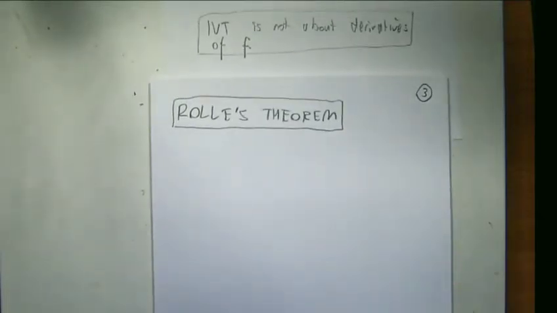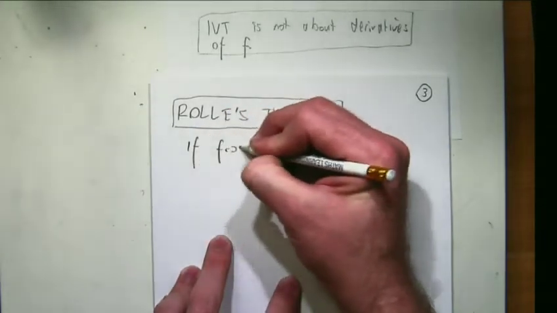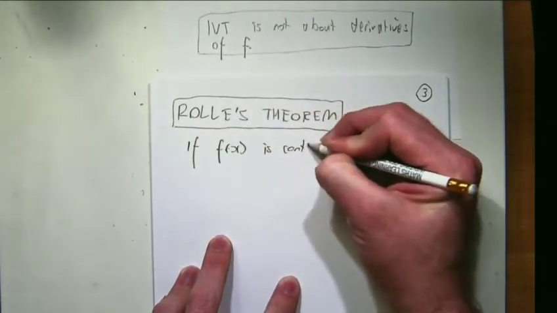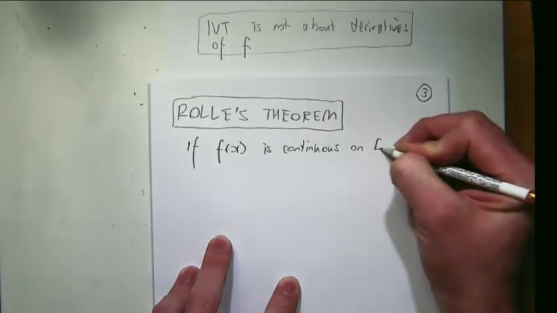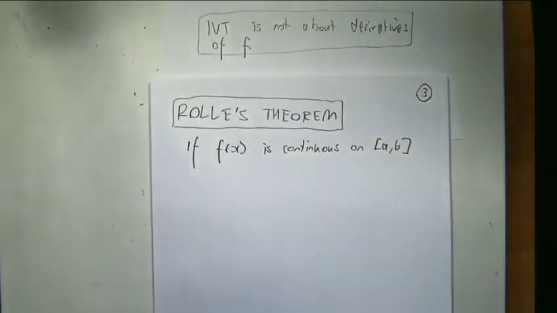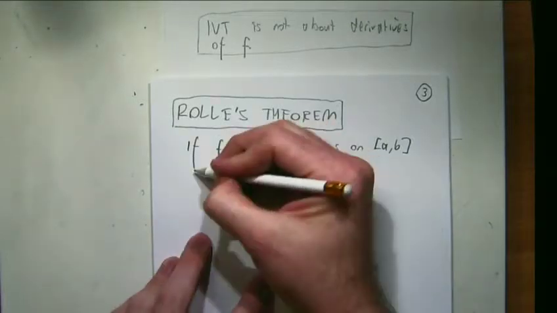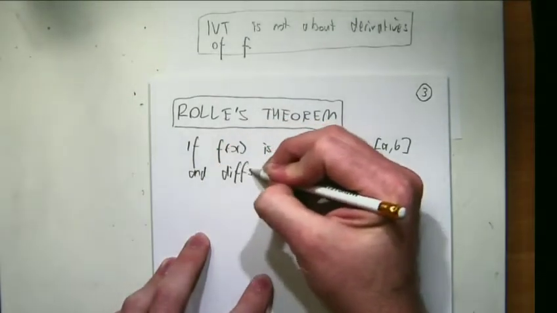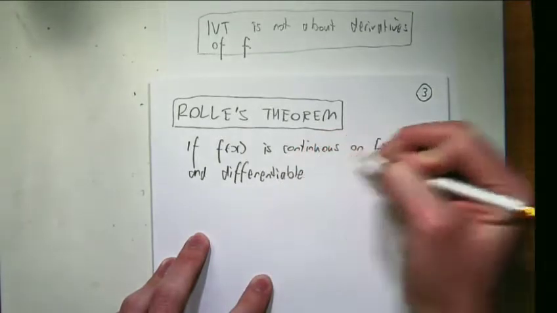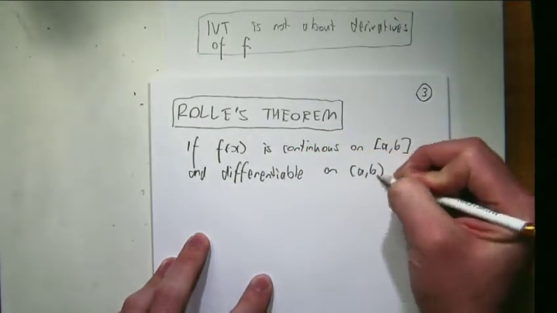Okay, so Rolle's theorem does concern the derivative of a function. It's something like the intermediate value theorem. It tells you that there must be a place where the derivative is 0. So, if f of x is continuous on some closed interval, meaning it's continuous everywhere in between, and it does go all the way up to something at b and all the way up to something at a, and differentiable on the open interval (a, b).